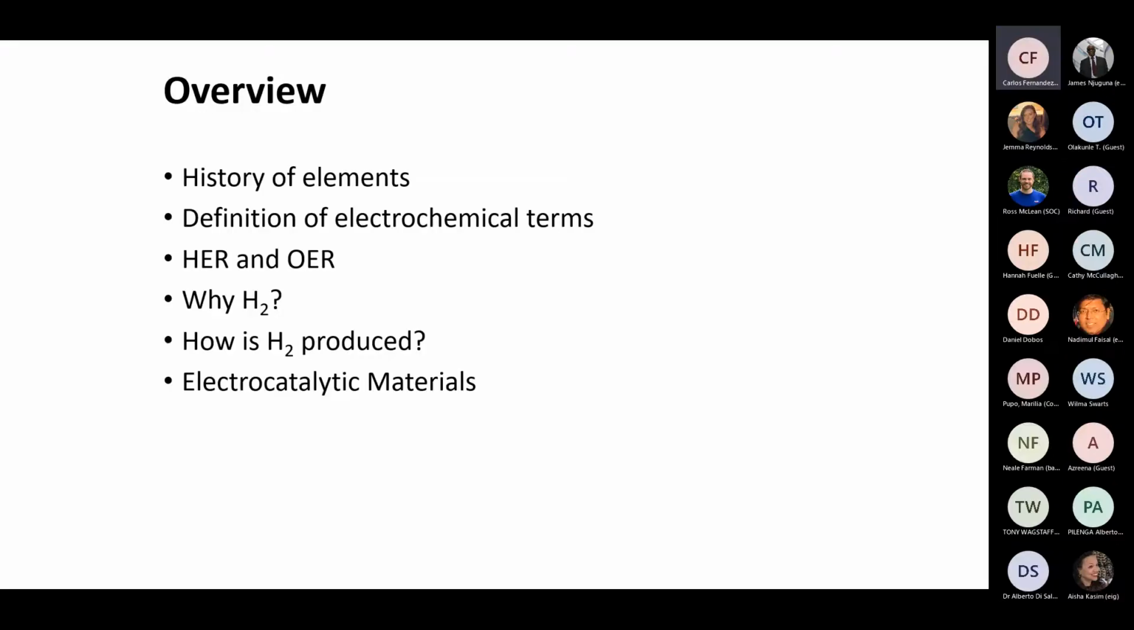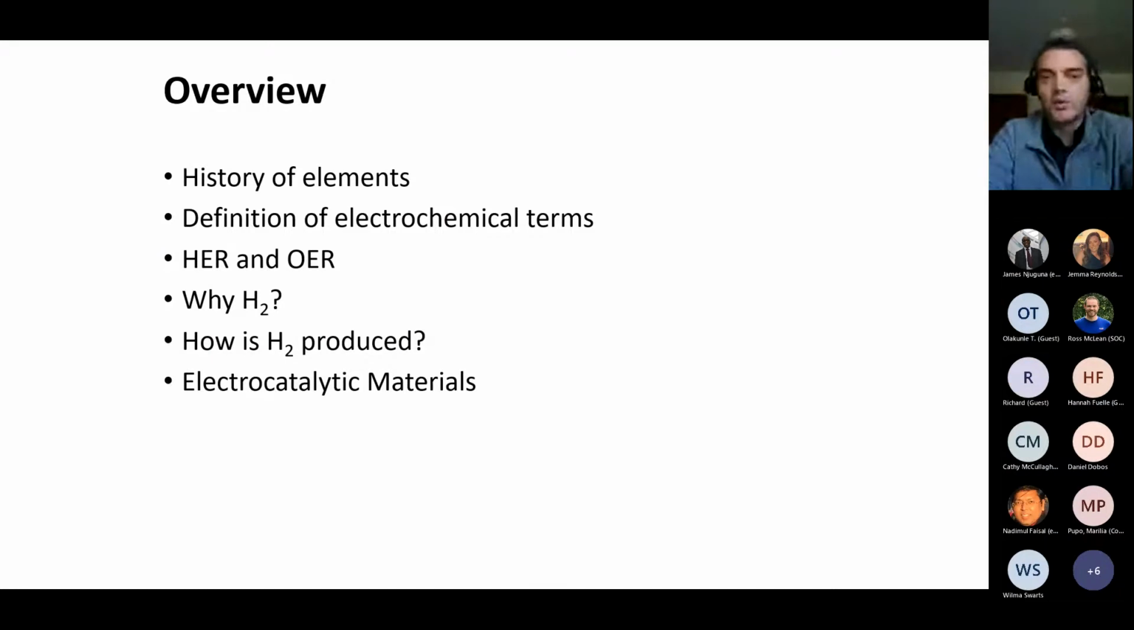HER and OER, so hydrogen evolution reaction and oxygen evolution reaction. The presentation will be focusing on the hydrogen evolution reaction. We're going to talk about why hydrogen. Everyone, hydrogen seems now to be a very hot topic, very exotic topic, but why? And how is hydrogen produced? And then we'll go into some electrocatalytic materials.